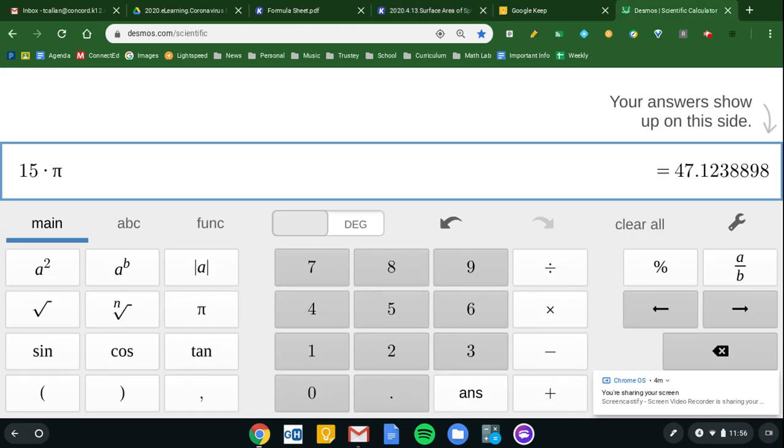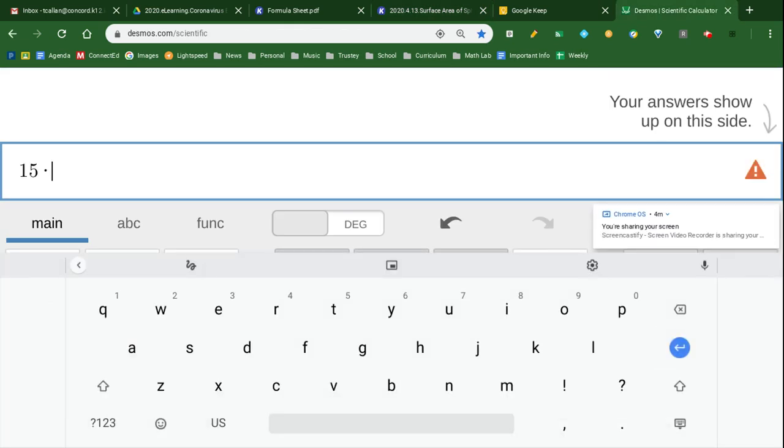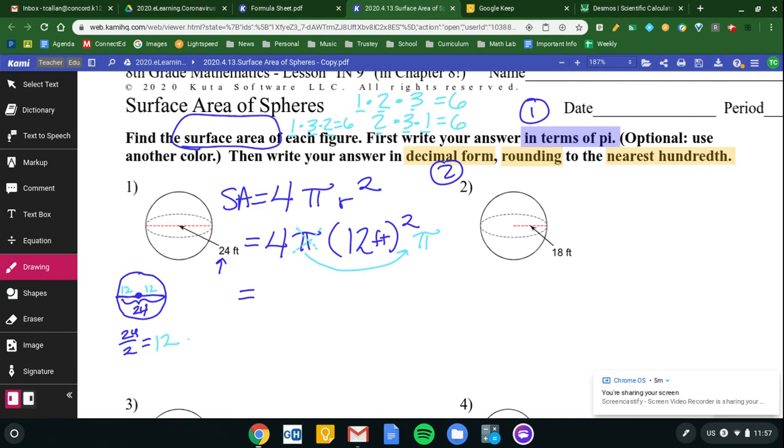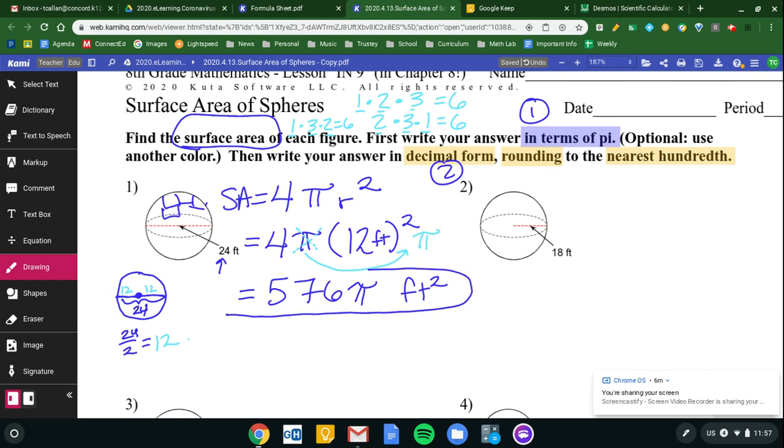So if I go to my Desmos calculator, let me type in 4 times 12 squared, but I'm going to leave the pi alone. Notice that it says 576. So I'm going to write down here 576 times pi, and then, of course, feet times feet is square feet. After all, we want to know how many squares of wrapping paper it would take to cover this up. Now, that is one way of writing my answer with the pi left in.